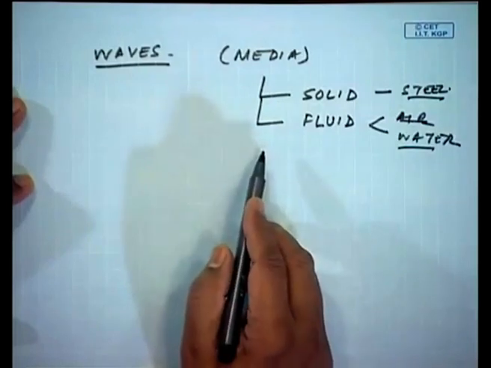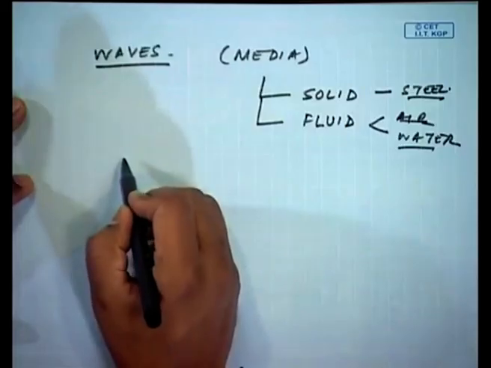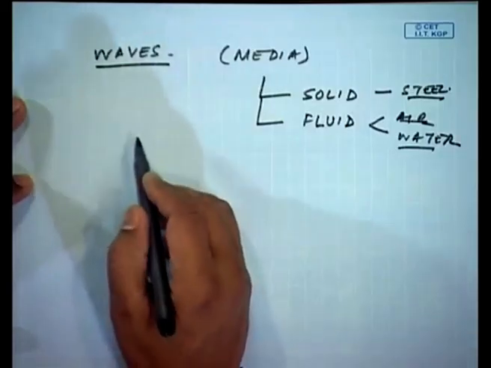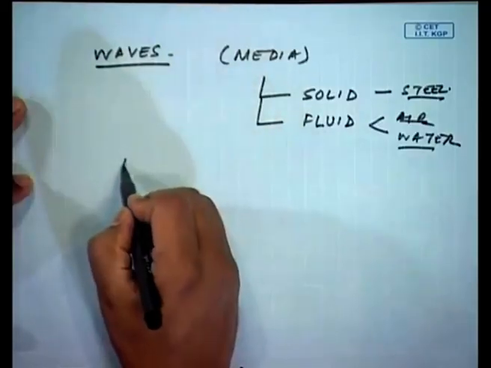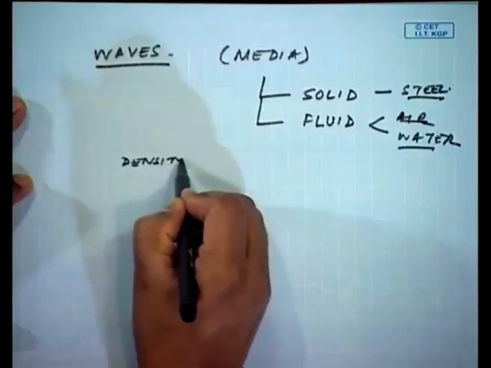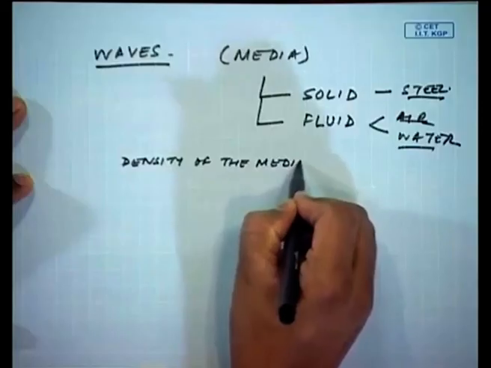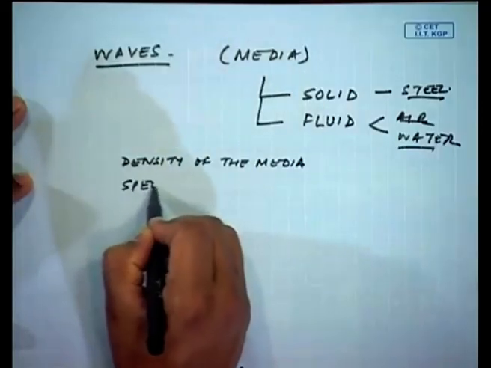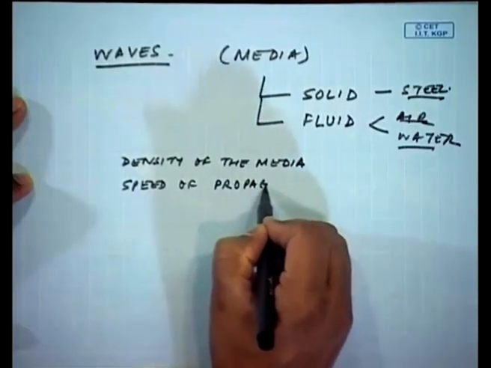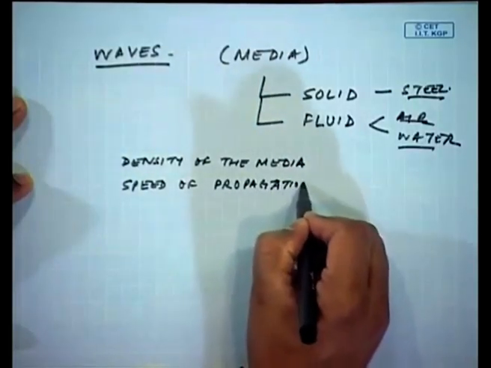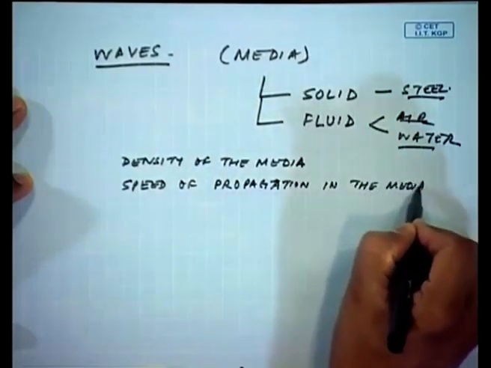So, depending on the media, depending on the density of the media, the two parameters which come into play in the propagation of this energy in terms of waves from a source to a receiver, the density of the media and speed of propagation in the media, play an important role.